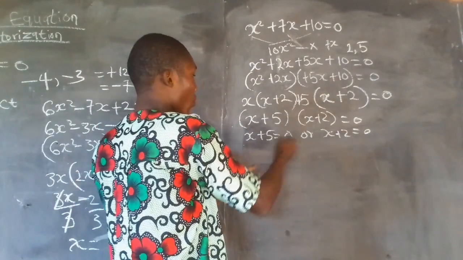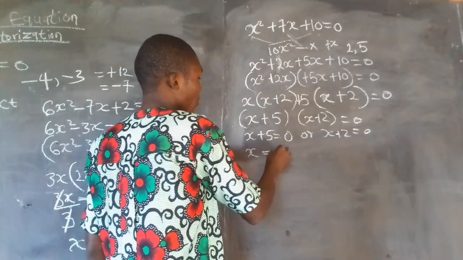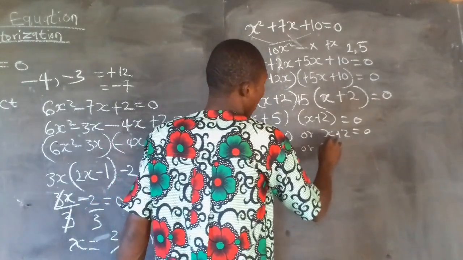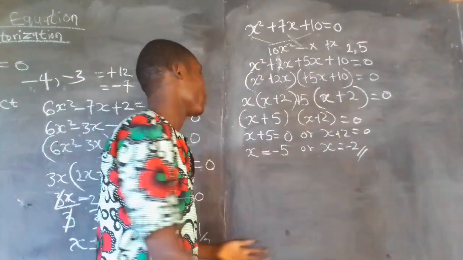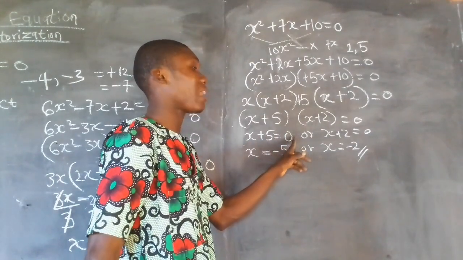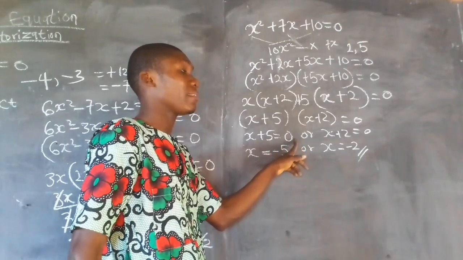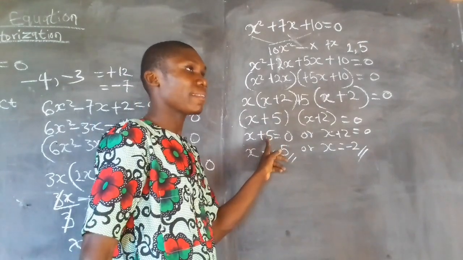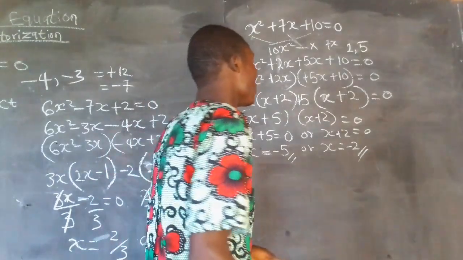Bringing this to cross the equality sign, we have x is equals to minus 5 or x is equals to minus 2. Remember I've told you before that when any number crosses an equality sign, it will change to the negative. It will take another sign. If it's plus, it will take a negative sign. If it is minus, it takes the opposite sign.